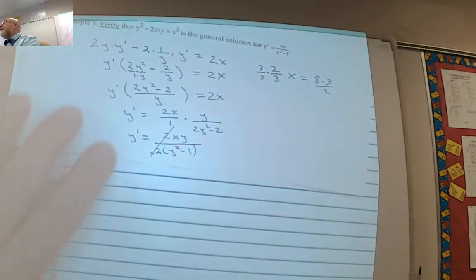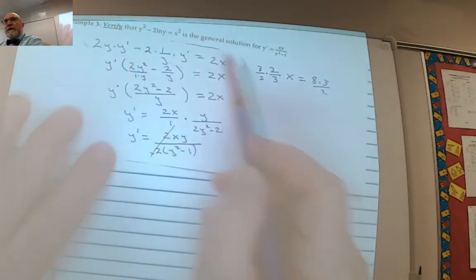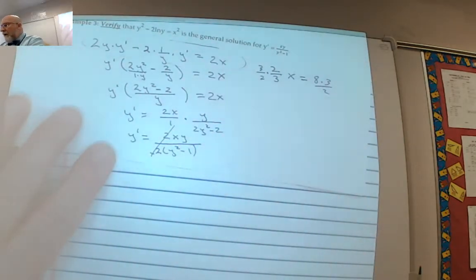So this is simply substitution. You know, there's some calculus here. Here's my calculus, correct? That's the calculus. The rest of it is just algebra.